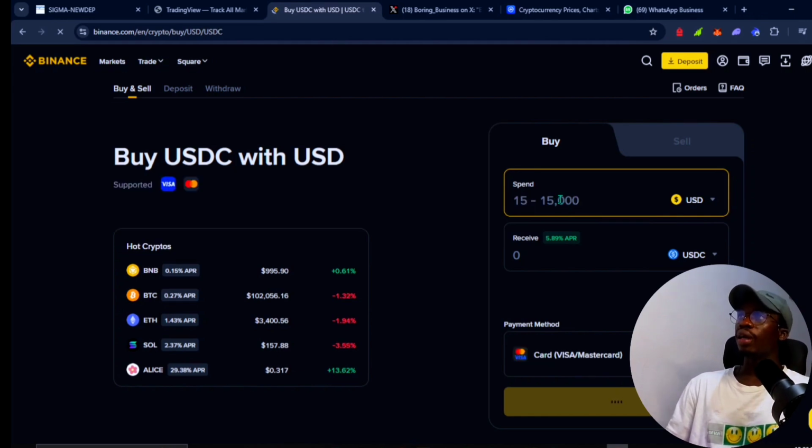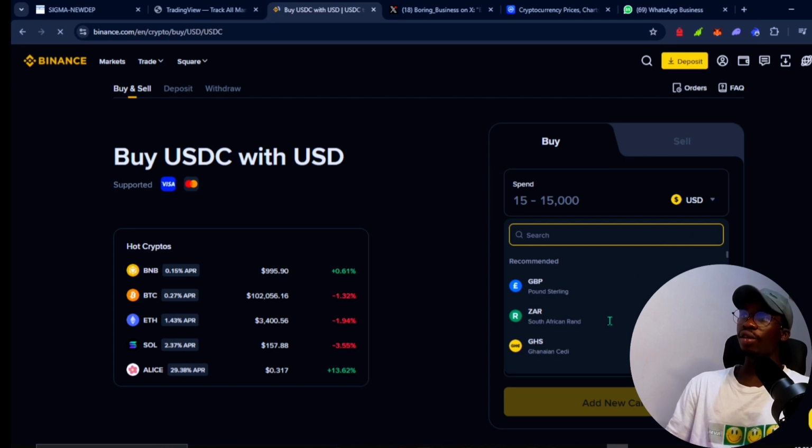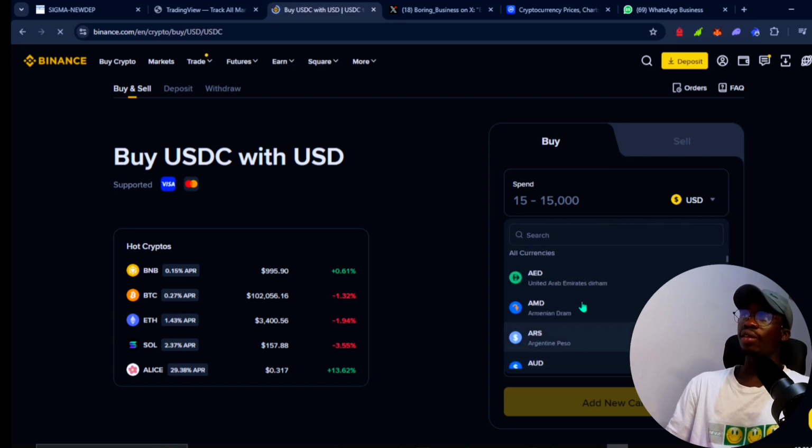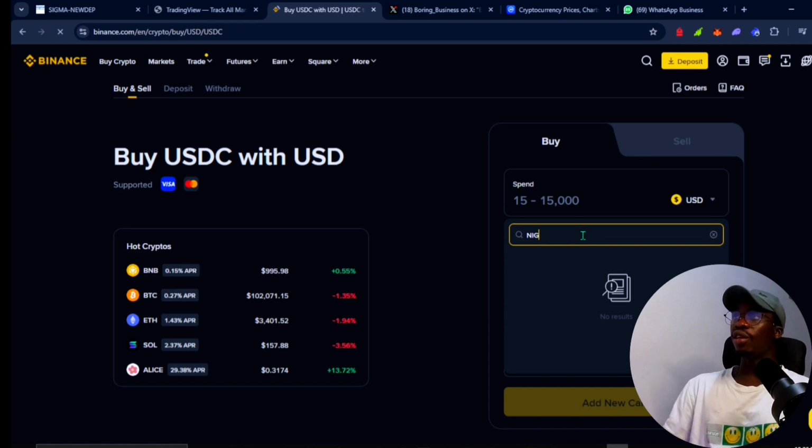So I can have this place. You have the option of choosing the particular currency you want to fund your account with. As you can see, we have the British pound, the Ghana cedis. I'm not sure the Nigerian naira will be here at the moment, because I think there's been some issues with Binance and Nigeria of recent, but let's give it a try.